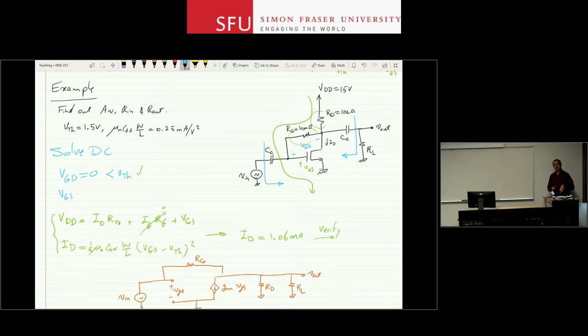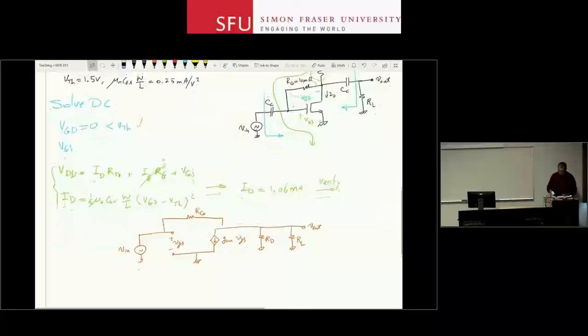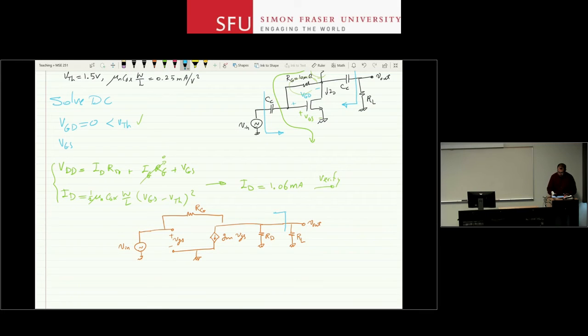And your source may have a source resistance. So all of those are going to be behind the node where I look for my input resistance. So R in and R out are measured from here. I need to do that separately. The first step is to figure out what the voltage gain is that I have here.